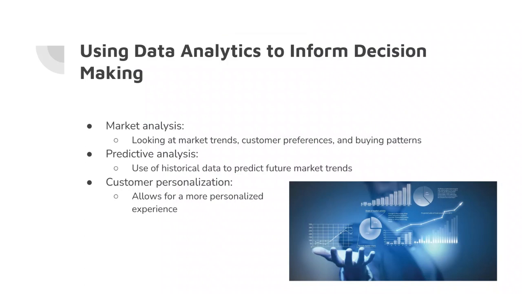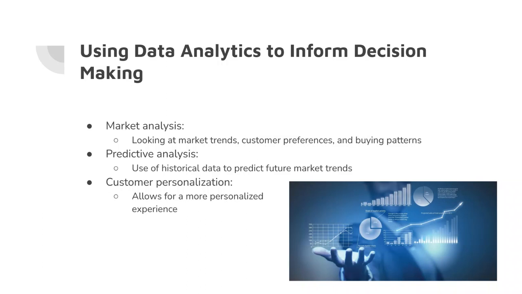So, the use of data analytics to inform decision making. One way that data analytics can be used to inform decision making is the use of market analysis. This can look at market trends, customer preferences, and buying patterns. By analyzing data on customer demographics, purchase history, and geographic location, I can identify potential areas for store expansion and understand customer demands in those locations. So that's pretty important.